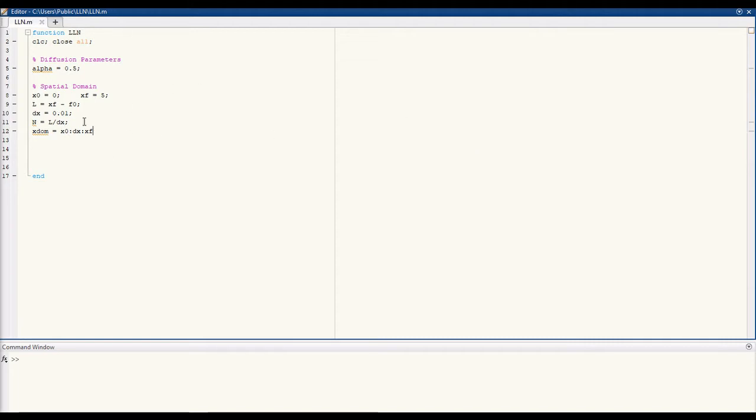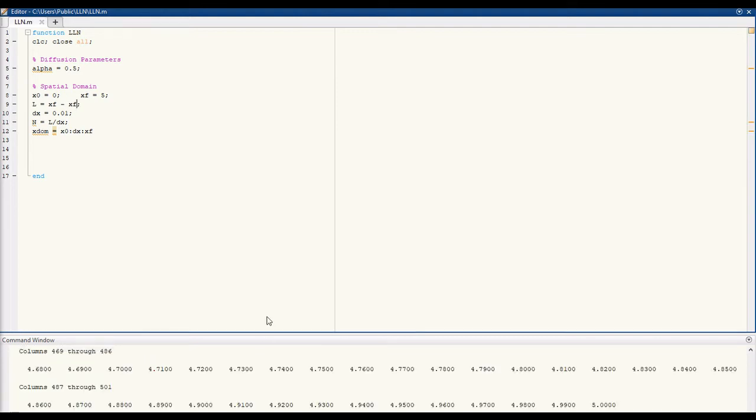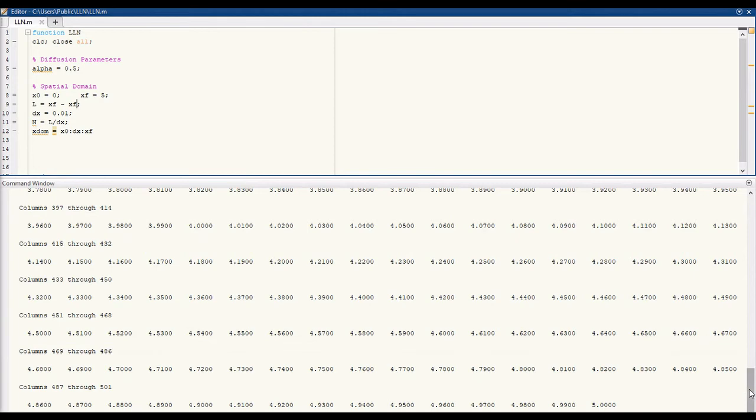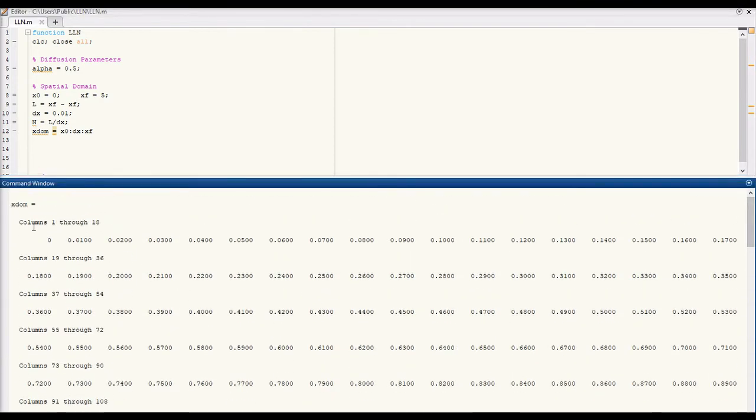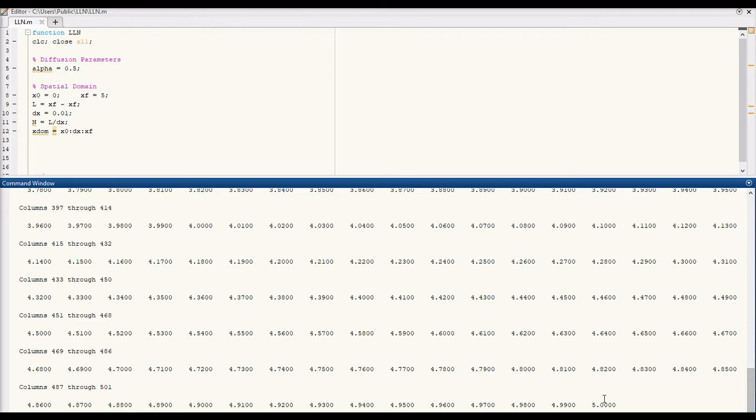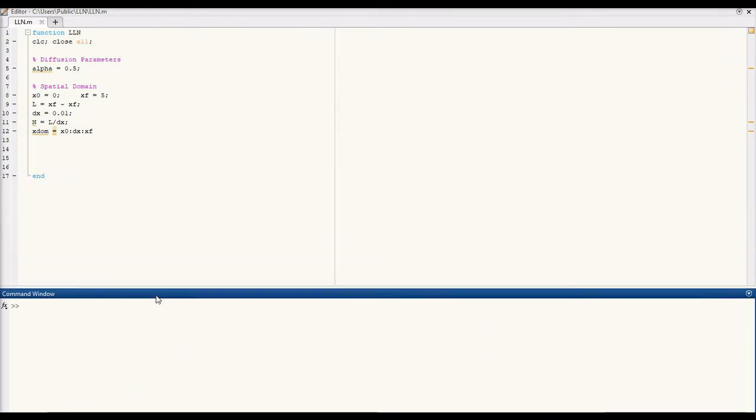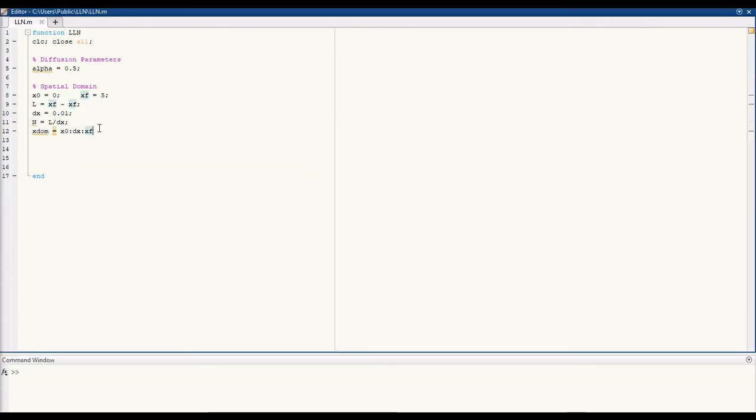So if I drop the semicolon after that and I display the value of x0, oh, what's f0? What is this? This should be xf. So once I run that, you can look in the command prompt just to make sure it starts and ends where you want it to. So it starts off at 0, which is what I want, and it ends at 5, which is what we want also. So that's great. So my x domain is properly constructed, so I can add a semicolon to suppress the output.